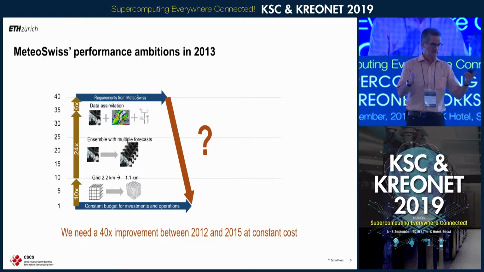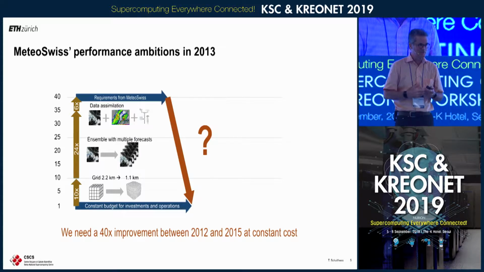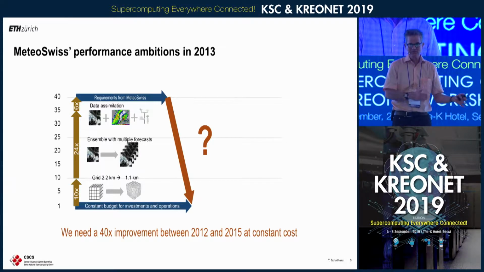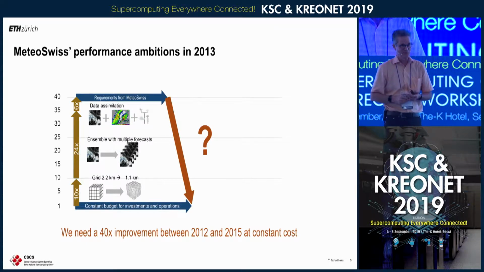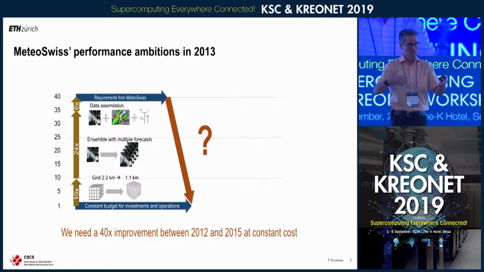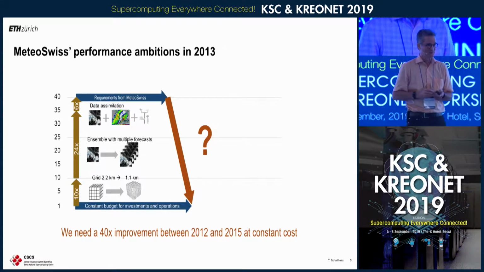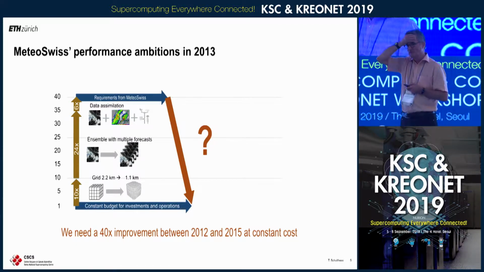scale of 3 years. So we had just bought the system in 2012 for them that was running the 2 kilometer model, and they wanted the new system 3 years later that had 40 times the performance, but was not allowed to cost more. And in operations was not allowed to cost more either, so not more power. And so how do you solve this problem?